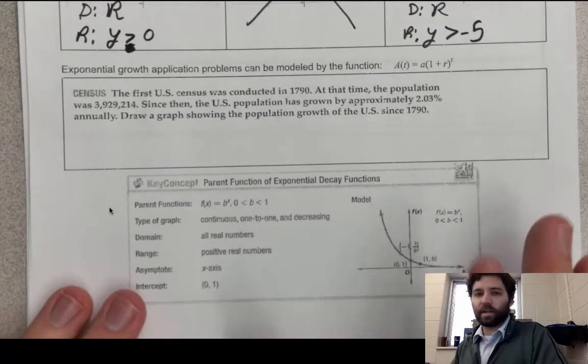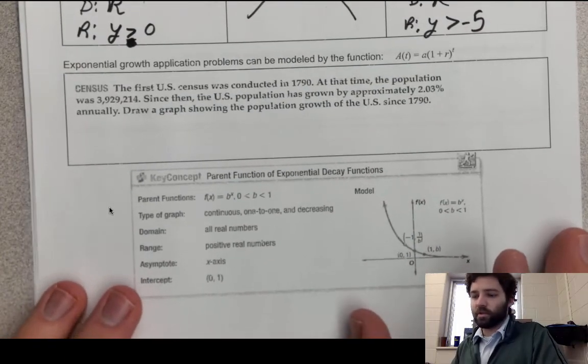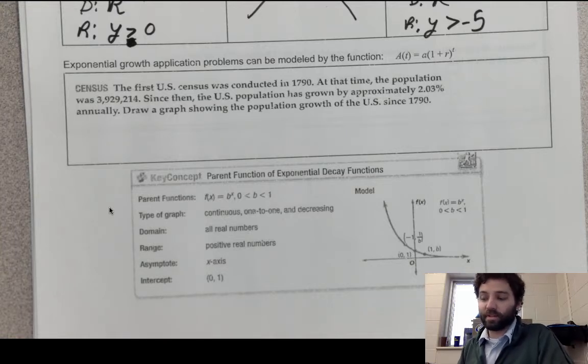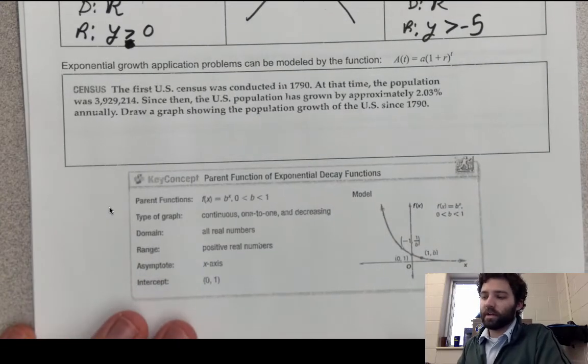Okay. All right, let's do a word problem here. There's a lot of applications of exponential functions, and so here is one. The first U.S. Census was conducted in 1790. At the time, the population was 3,929,214. Since then, the U.S. population has grown by approximately 2.03% annually. Draw a graph of the population growth in the U.S. since 1790.